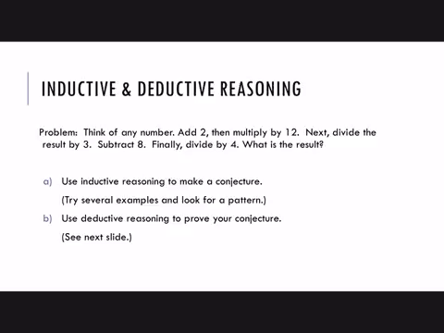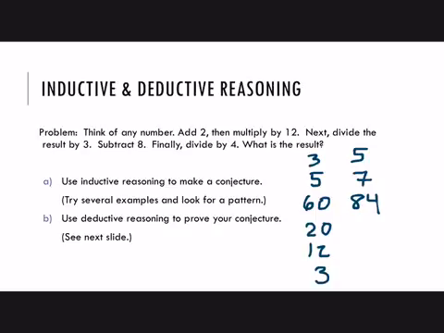So I'll start with 3 again, add 2, multiply by 12, divide by 3, subtract 8, divide by 4. Okay. Let's try 5. Add 2, multiply by 12, divide by 3. Let's see. That's 28. Subtract 8, divide by 4. Okay, you might want to try this and see what you think the conjecture is, what the pattern is.